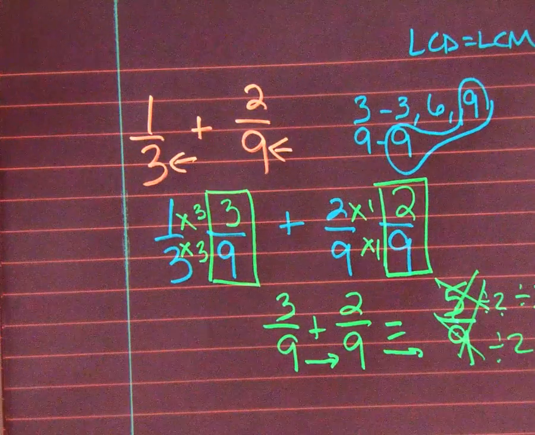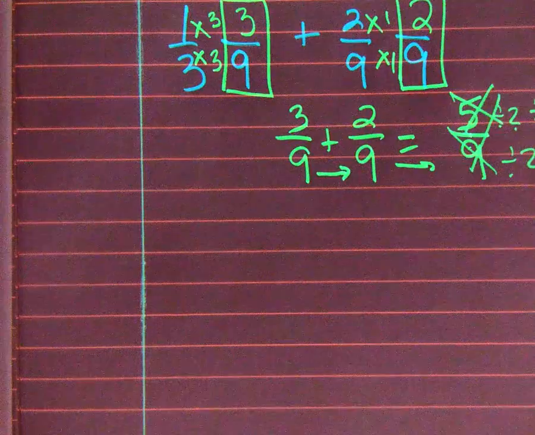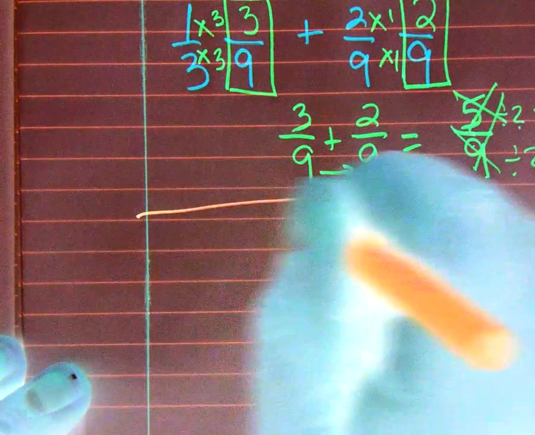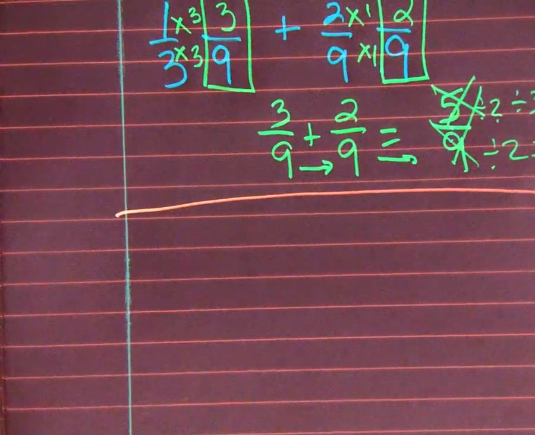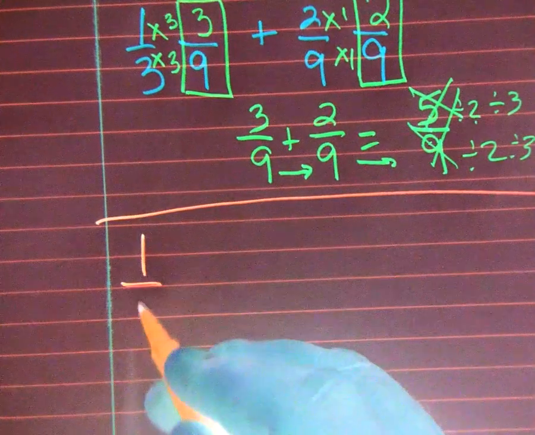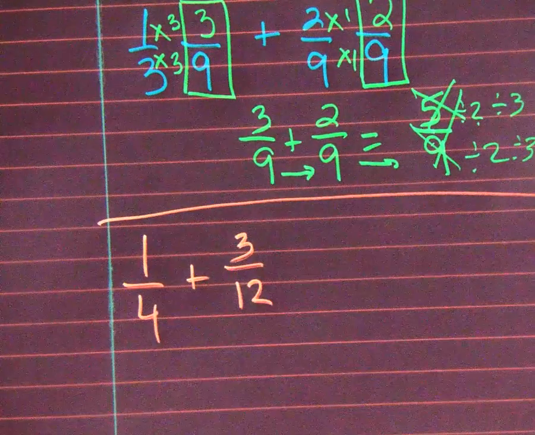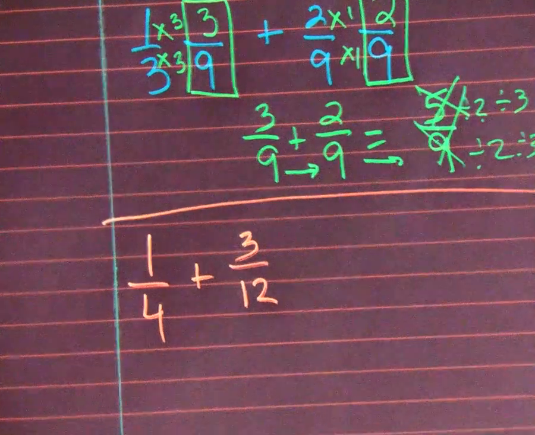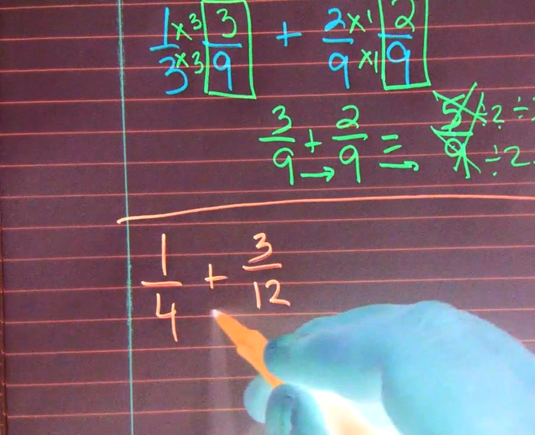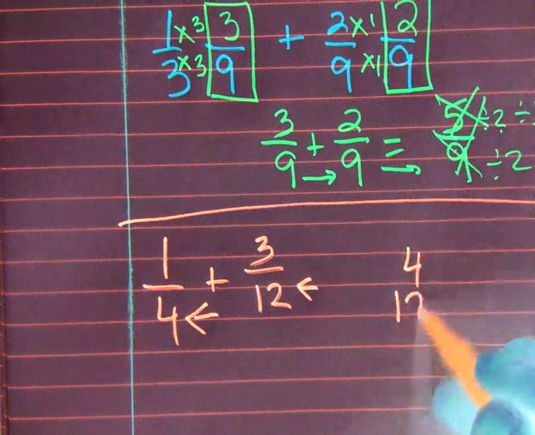All right, so let's do another one that we can reduce. Okay, let's do 1/4 plus 3/12. Okay, so we do the same thing. We look at the denominators. And we're going to find the least common multiple.